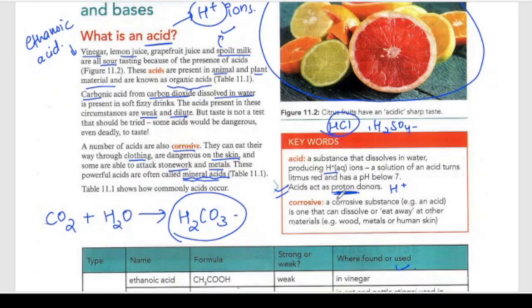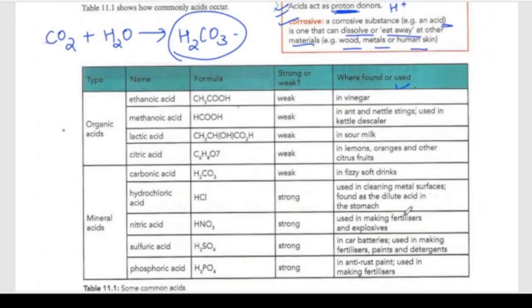So as they are acting as proton donors, they have H plus ions, so they are acidic in nature, and we know litmus paper turns red when we put it in the acid solution, and the pH of such solutions is less than 7. Okay, then corrosive nature. So what does corrosive nature mean? A corrosive substance is one that can dissolve or eat away at other materials, for example wood, metal or human skin. So generally the acids that we have are corrosive in nature, right? And even we carry HCl in our body, right, in our stomach? But that is not that harmful because it is dilute in nature, and it actually helps in digestion.